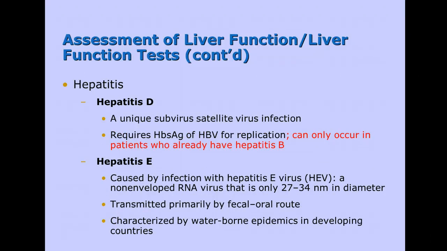Then we have hepatitis D. This is a unique subvirus, which is a satellite virus infection. This means that you have to have hepatitis B before you can get hepatitis D. So this one, you have to have one before you can get the other. If you have both, I would imagine it's a lot more challenging to treat.